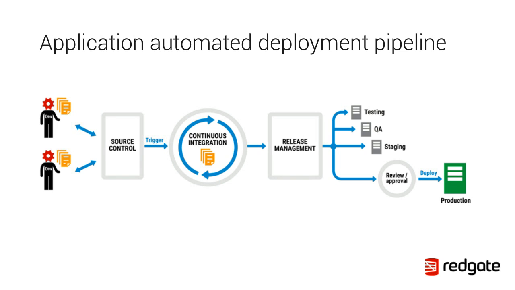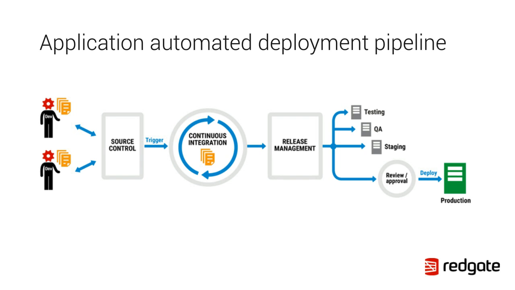So they're using the build side of things on VSTS to build their application, and then they're using the release side of things in VSTS to deploy their application out to different environments: testing, QA, staging, and finally a review and approval step before it goes to production. And that's what it might look like for an application. And what we're going to see on the next slide is what it might look like for the database.